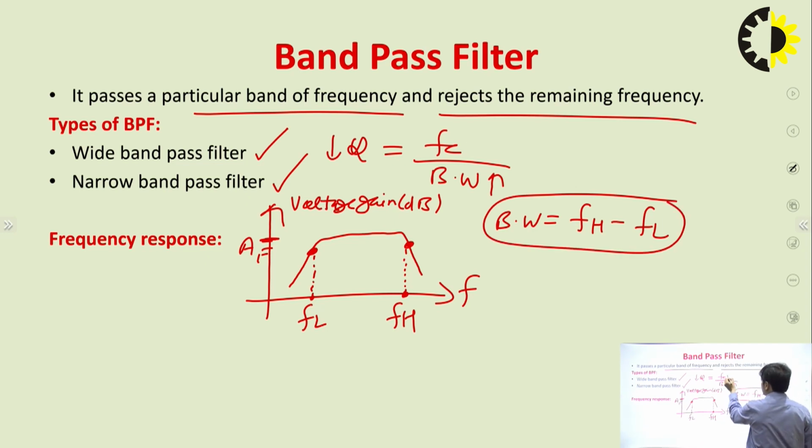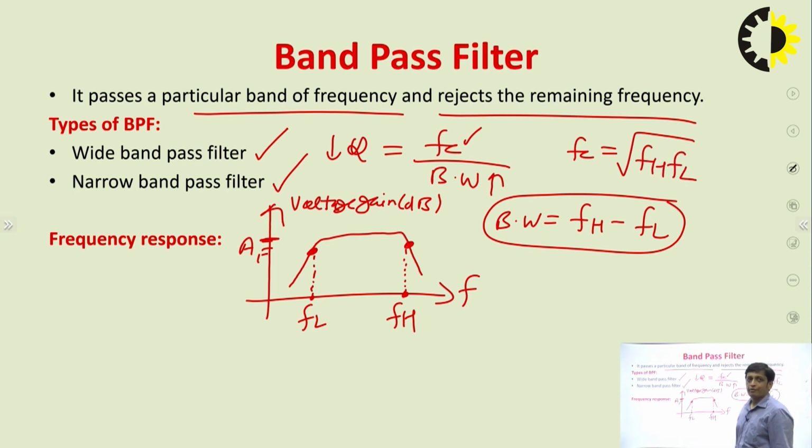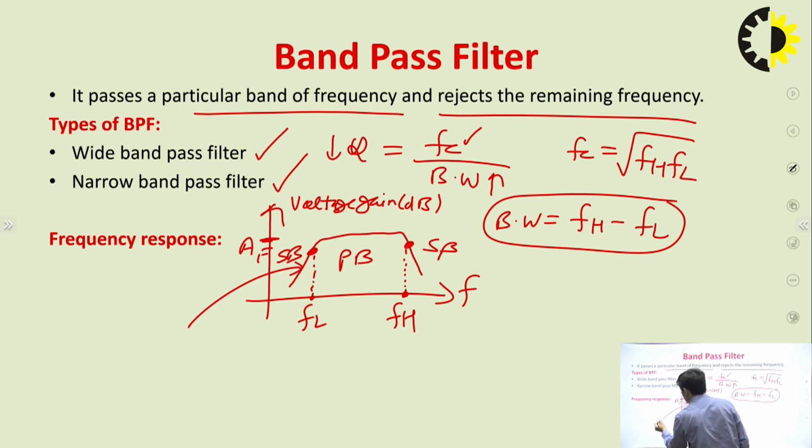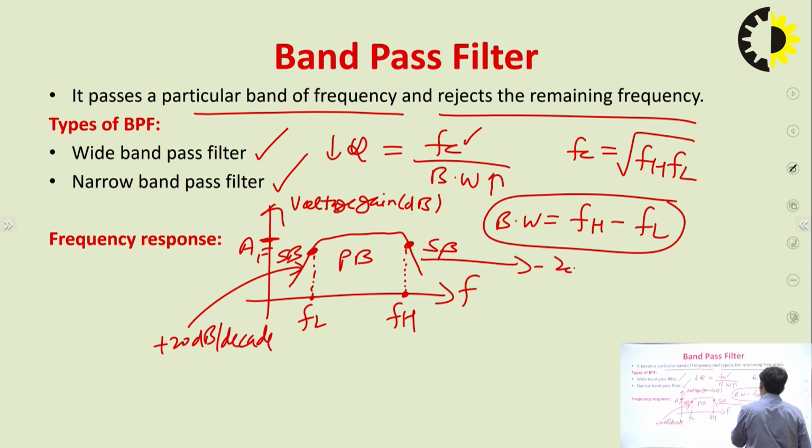And the center frequency FC is equal to the square root of FH into FL. So here, this one is the pass band, and these are the stop bands. Now the roll off rate here is plus 20 dB per decade, and this one is minus 20 dB per decade.